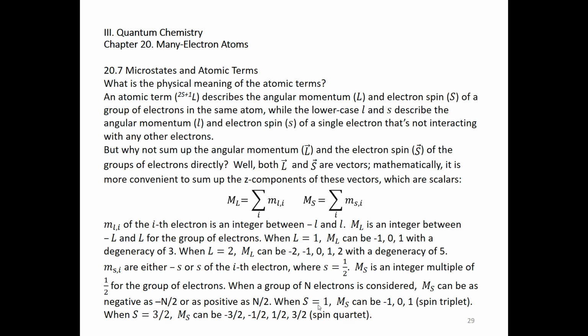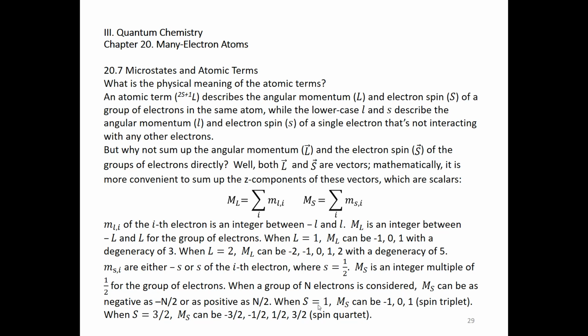That's not interacting with any other electrons. But when you have a group of electrons, such as in carbon, with 2 electrons in the 3 2p orbitals, there's some interaction, and we need to take care of the interaction. This is why we need to look at the total angular momentum and total spin of the group of electrons.